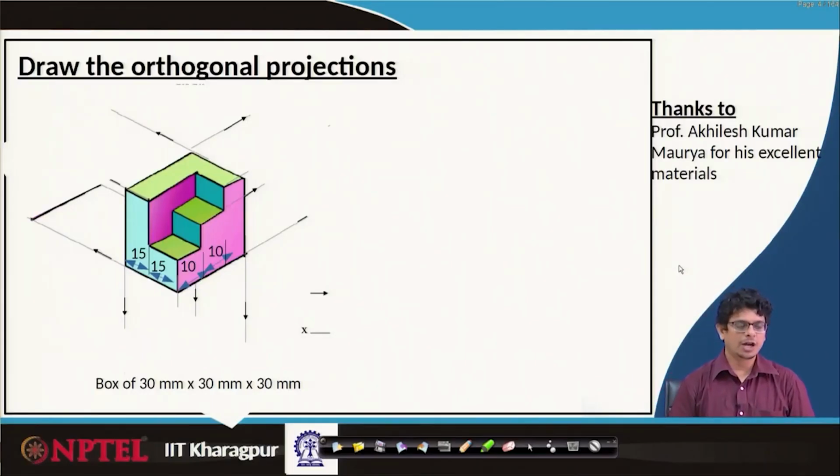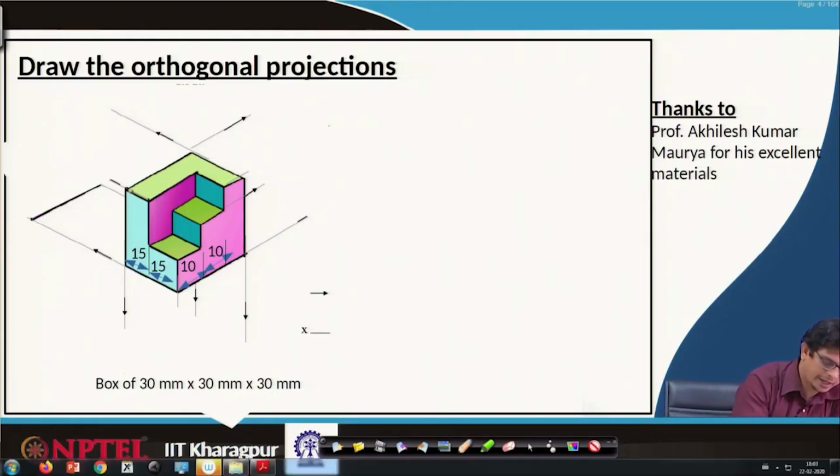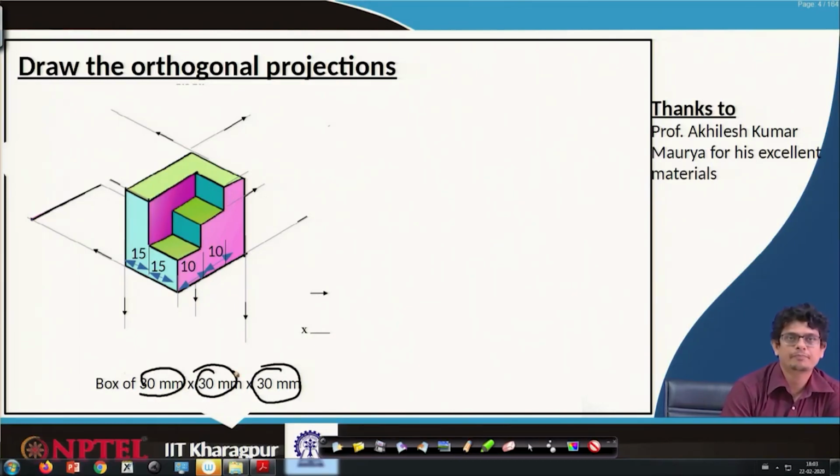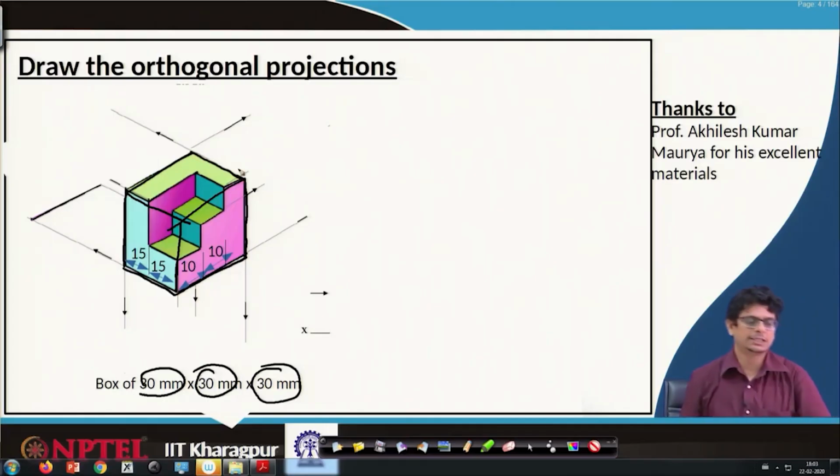Let us look at orthogonal projections for this staircase. So, here we have a block, a rectangular block of 30 mm by 30 mm by 30 mm. The block perhaps fits in this box. So, if we are making something like that, within that box this entire staircase construction is fixed.